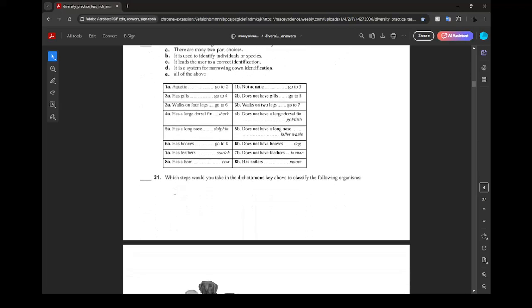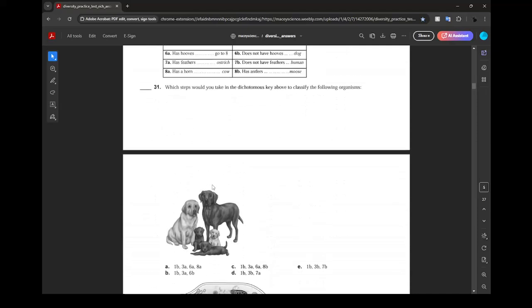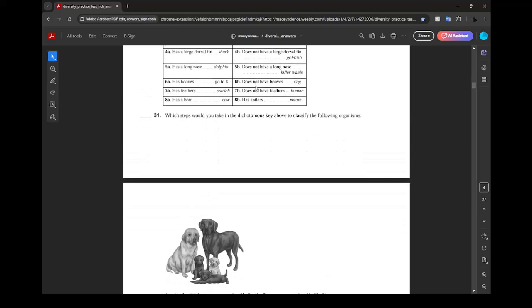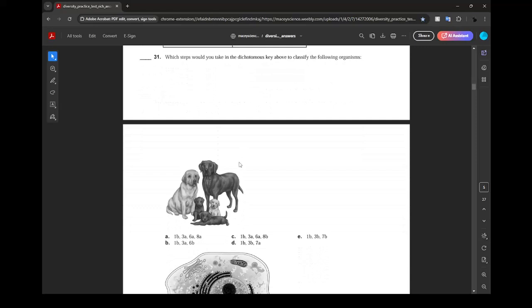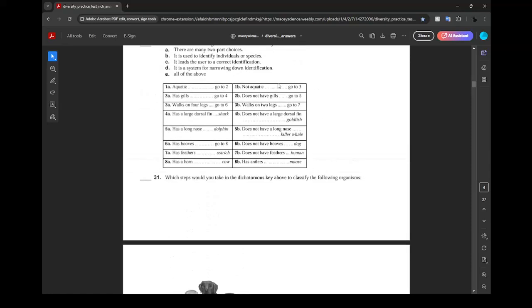Which steps would you take in a dichotomous key to identify the following? 1B. Okay, not aquatic. Oh, dogs. Okay, so we're just identifying dogs. They're not aquatic. They don't have gills for sure. 5. They do not have a lung. What does that mean? Walks on 4 legs. Go to 6.